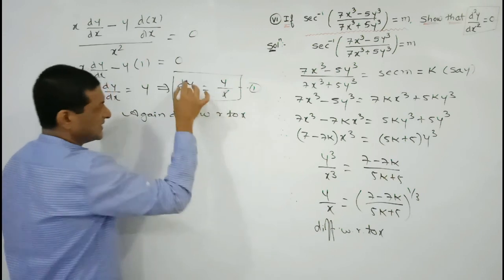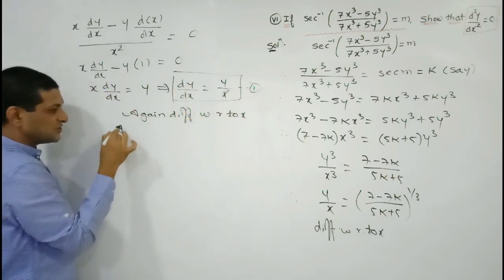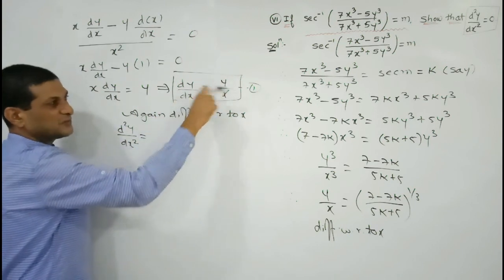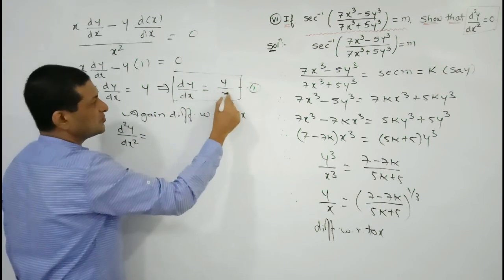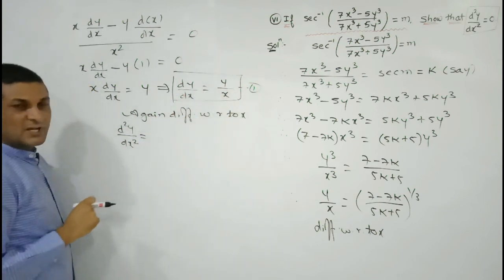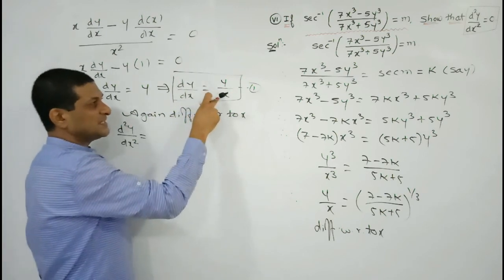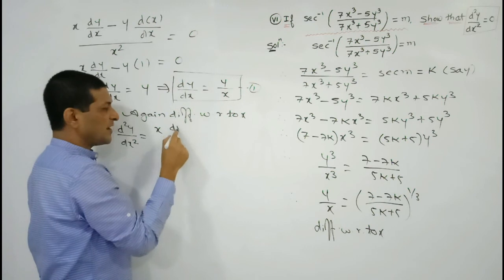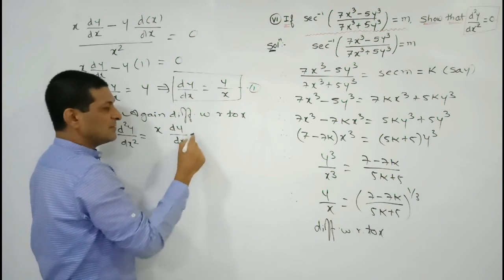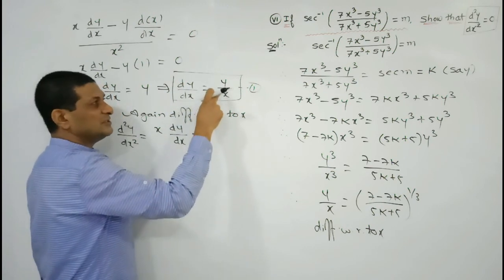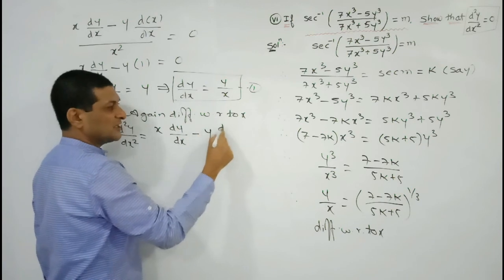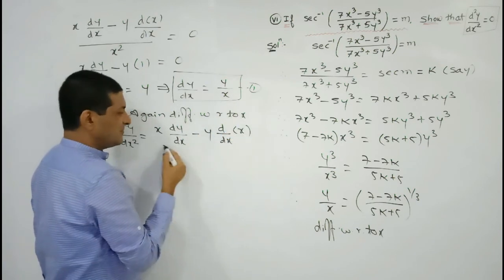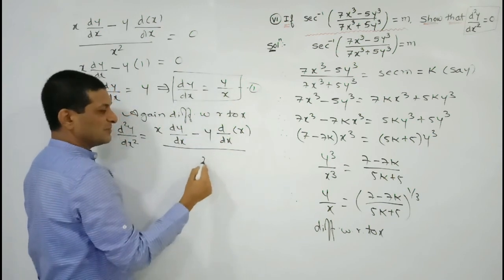Let us see what we'll get. Derivative of dy by dx is d2y upon dx square, isn't it? And on this side, to find the differentiation, we have to apply the quotient rule. According to the quotient rule, v as it is, means x as it is, into derivative of u, means derivative of y, which is dy by dx, minus u as it is, means y as it is, into derivative of v. What is v here? x, divided by v square, means x square.